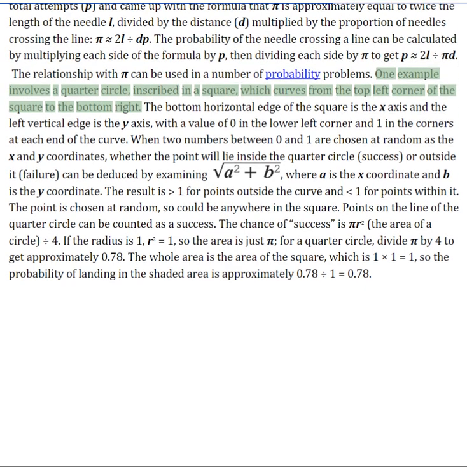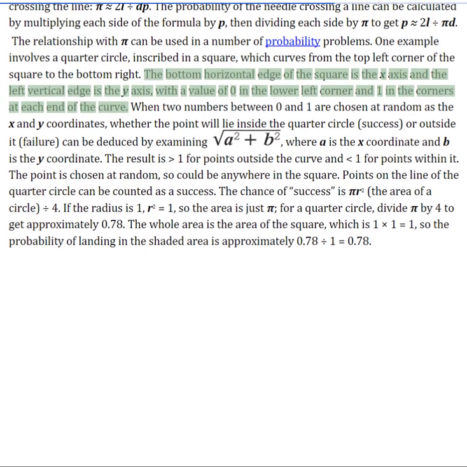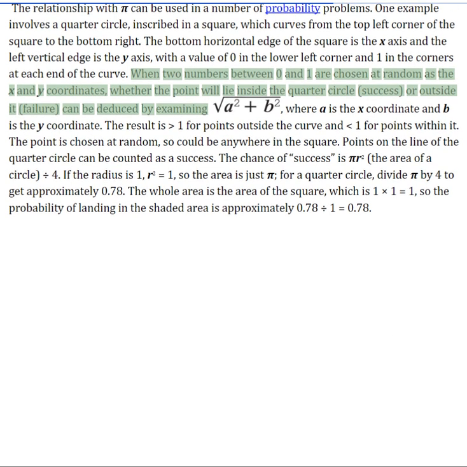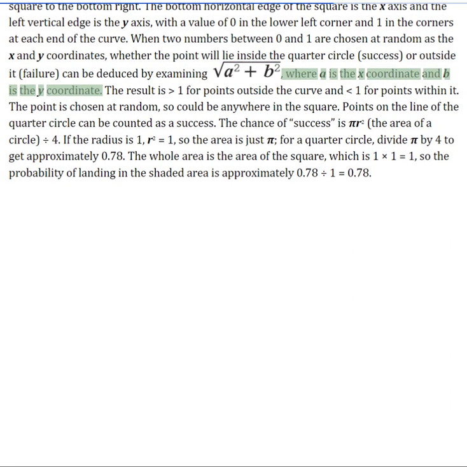One example involves a quarter circle, inscribed in a square, which curves from the top left corner of the square to the bottom right. The bottom horizontal edge of the square is the x-axis and the left vertical edge is the y-axis, with a value of 0 in the lower left corner and 1 in the corners at each end of the curve. When two numbers between 0 and 1 are chosen at random as the x and y coordinates, whether the point will lie inside the quarter circle or outside it can be deduced by examining a² + b², where a is the x coordinate and b is the y coordinate.